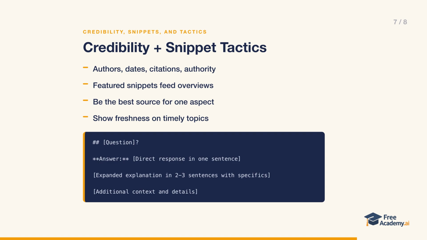Use answer box optimization, where a question heading is followed by a bolded 1-sentence answer, then 2 or 3 sentences of specifics, then extra context. Use multi-source positioning. Since overviews cite several sources, be the single best source for one aspect, whether that is pricing data, the clearest process explanation, unique statistics, or the sharpest definitions. And keep time-sensitive content fresh with visible updated dates and recent examples.